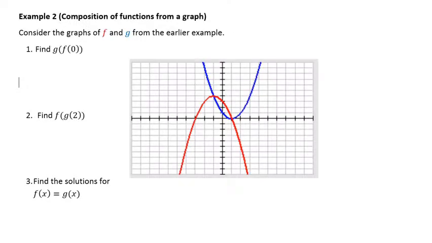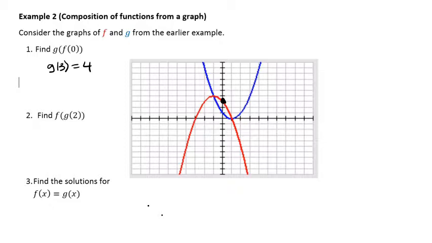The second graph that we have here is composition of functions from a graph. So just thinking through how we deal with this graphically. If we're asked to find g of f of 0, the first thing we do is find f of 0. f is the red graph. So f of 0 is 3, right there. So then I'm finding g of 3, working inside out. g is the blue graph. g of 3, 1, 2, 3 is 1, 2, 3, 4.